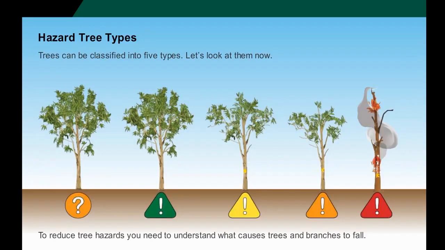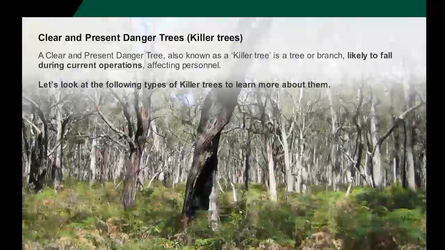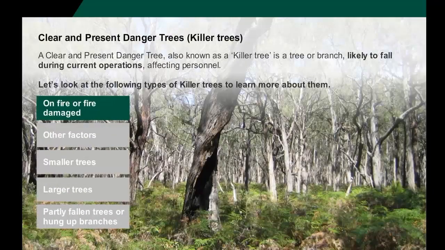To reduce tree hazards, you need to understand what causes trees and branches to fall. A killer tree is defined as a tree or branch that is likely to fall within the expected time frame of the current operation and affect personnel in its potential impact zone. Let's look at the following types of killer trees to learn more about them.